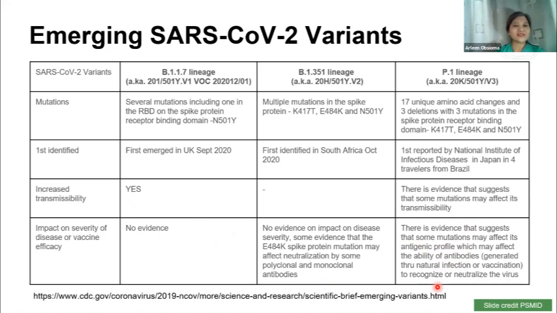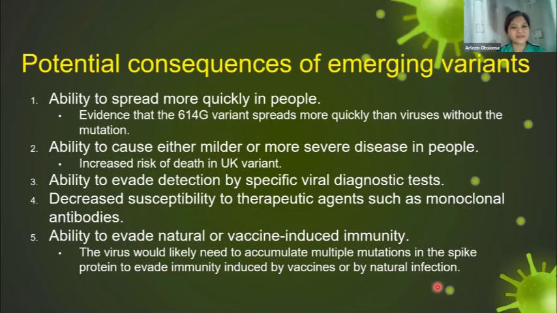So what are the potential consequences of emerging variants? It may have an effect on the ability to spread more quickly in people. So there is evidence that the 614G variant spreads more quickly than viruses without the mutation. And it may also have an effect on the ability to cause either milder or more severe disease in people. So it was noted that there's an increased risk of death in the UK variant. And there's also the effect on the ability to evade detection by specific viral diagnostic tests.